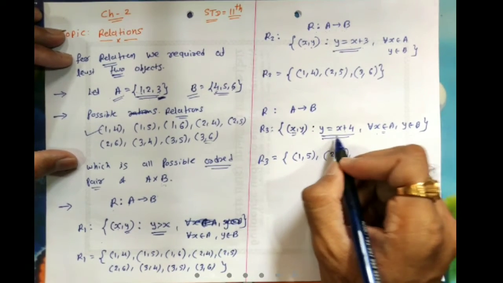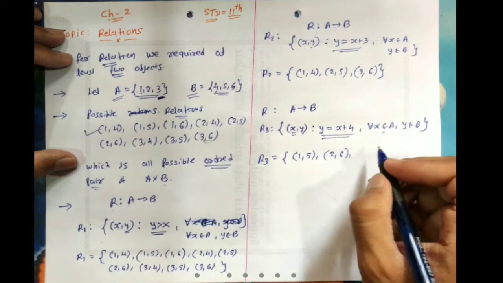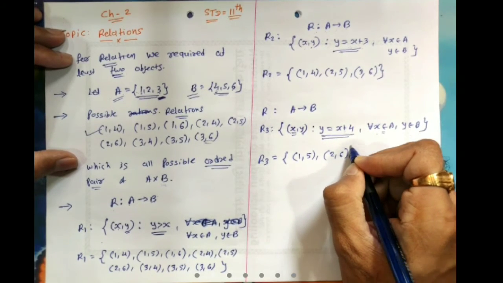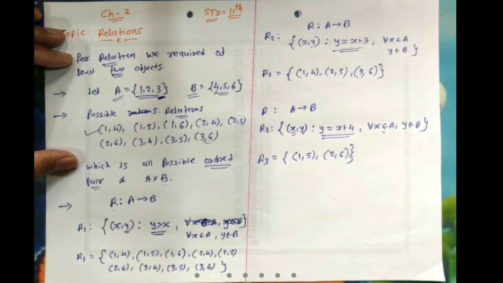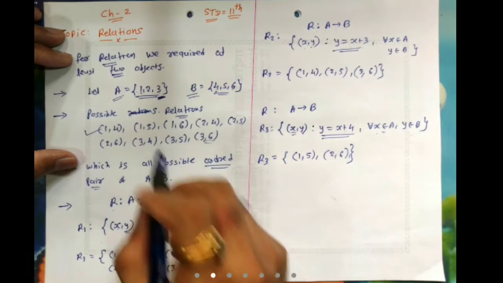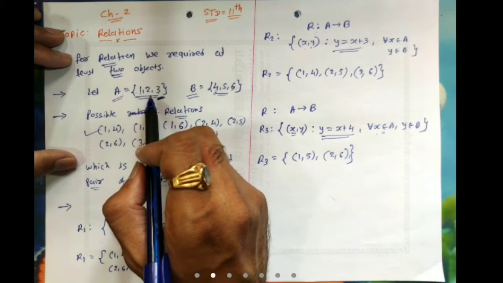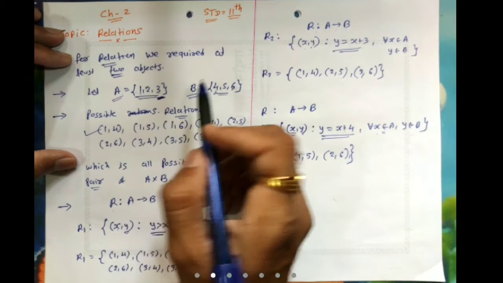So for this description of our relation, we are getting only two ordered pairs, that is 1, 5 and 2, 6. So here we can say that it is not always the case that all the elements of set A are related with set B. Done?